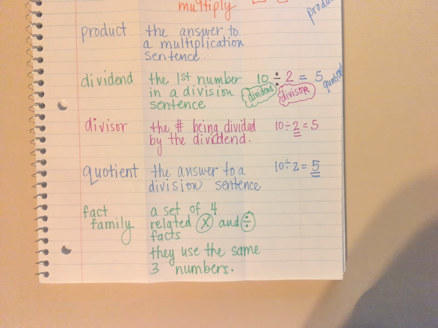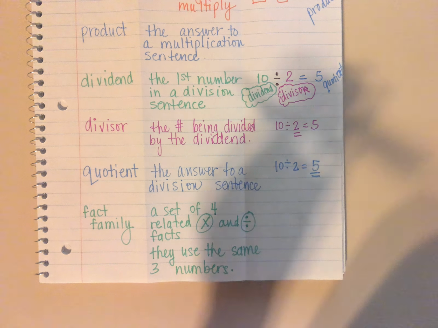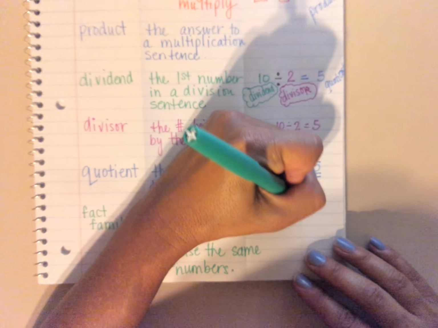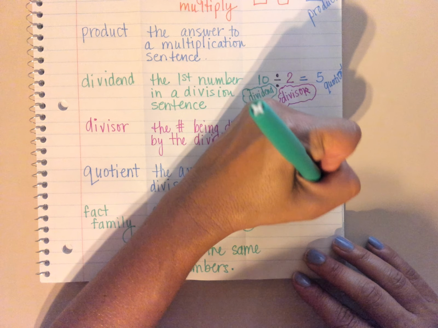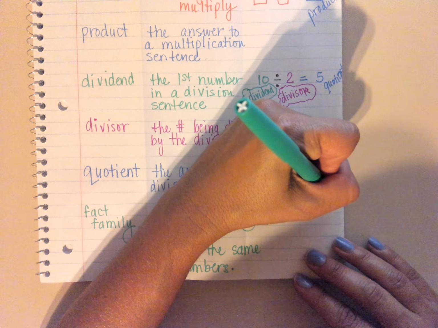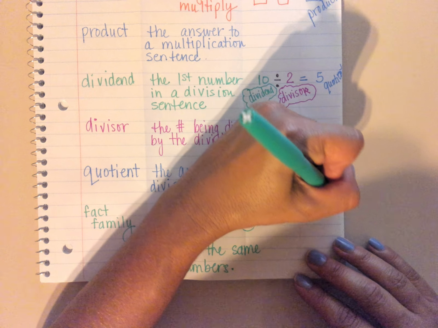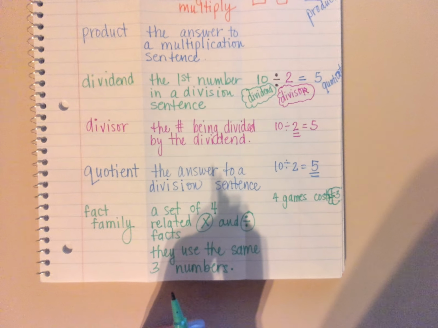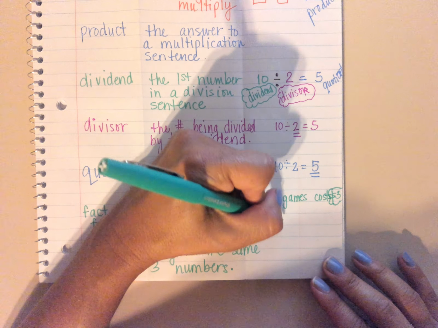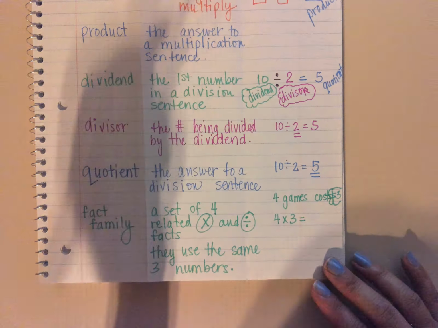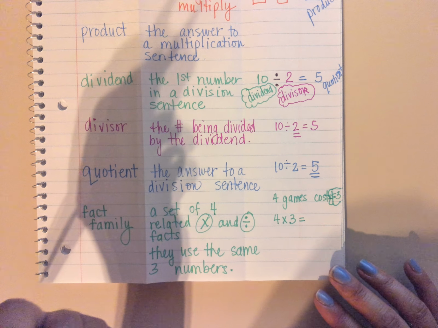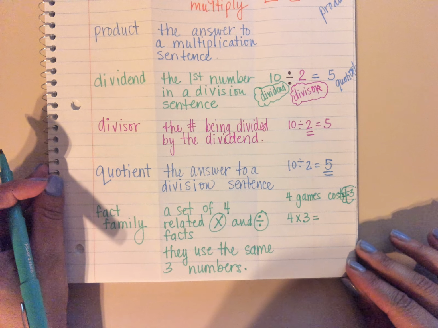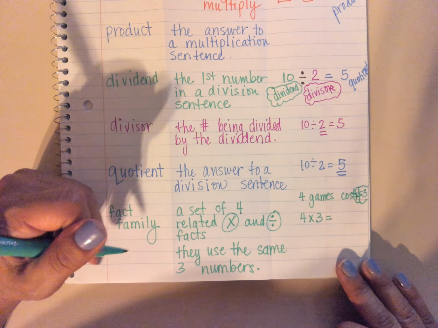I'm going to put an example over here with words. 4 games cost $3. Okay, so we've got 4 times 3 equals, hold on a second, 4 times 3 equals, and I wanted to show an array, but I'm kind of out of space. Here, I'll put it over here.